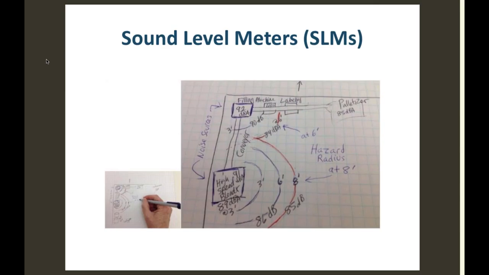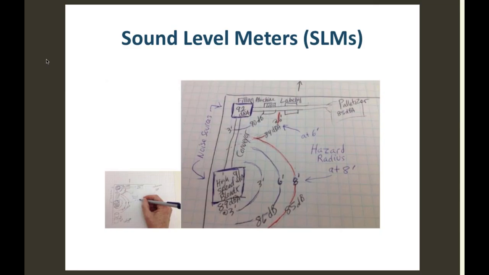In fact, in most situations where you're doing a real sound survey, you might take a sound level reading here, and where it measures 90 decibels, make a little tick mark there. Then move over here, where it measures 90 decibels, make a tick mark. 90 decibels, 90 decibels, and then connect them together. From that line forward, you're above 90 decibels. And similarly, they might do it with 85 decibels, and with 80 decibels, and so on.